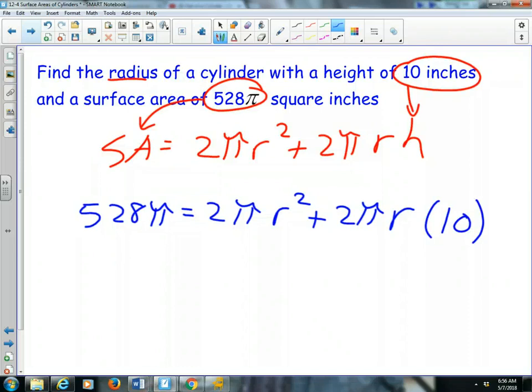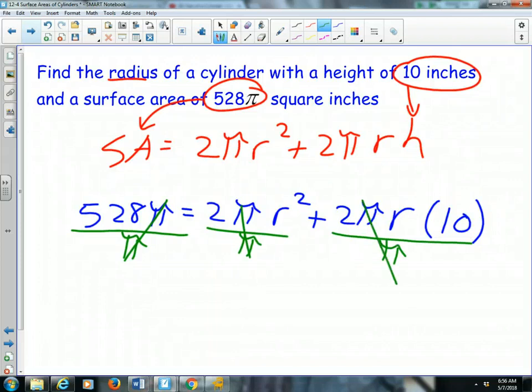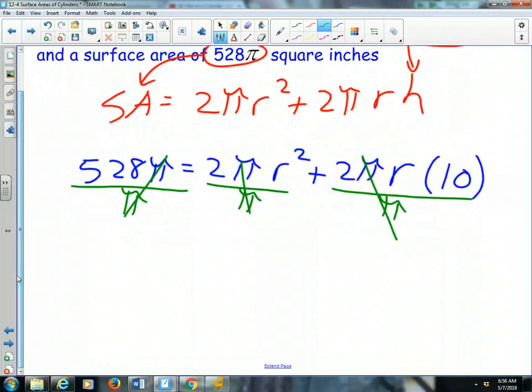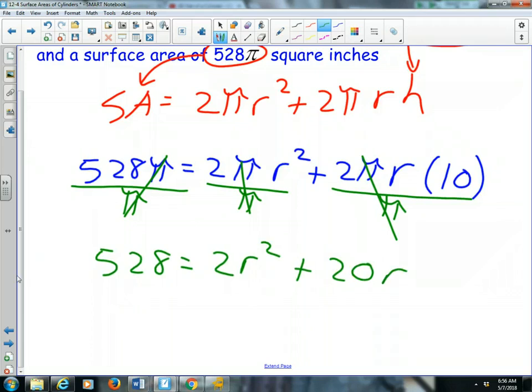Once again, I have three different terms, and they all have pi in them. So I'm going to divide by pi, I'm going to divide by pi, and I'm going to divide by pi, and my life is now at least easier. So 528 equals 2r squared plus 20r.